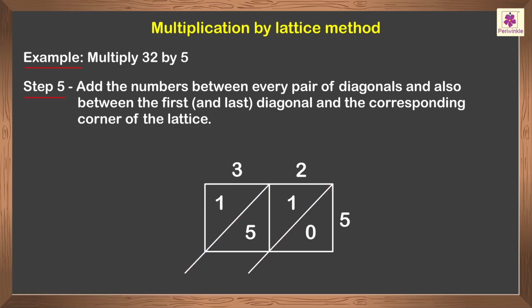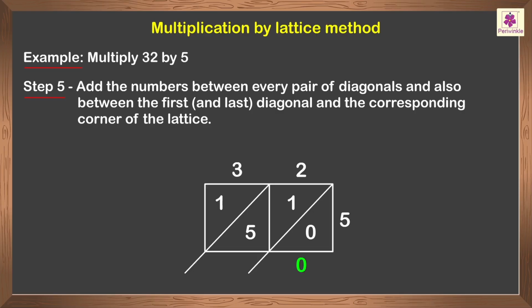So, here we start at the bottom half of the right corner cell, that is with number 0. This number is bounded by the corner of the lattice and the first diagonal. Since this is the only number below this diagonal, the first sum is 0. We place the sum along the bottom of the lattice below the rightmost column.